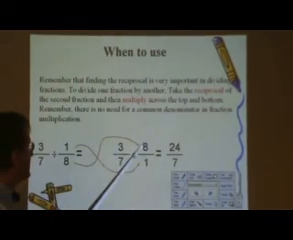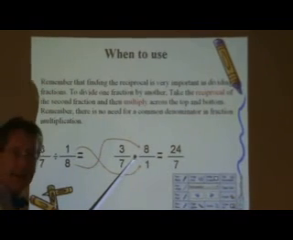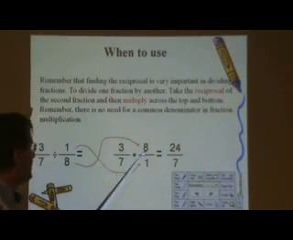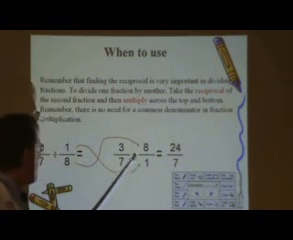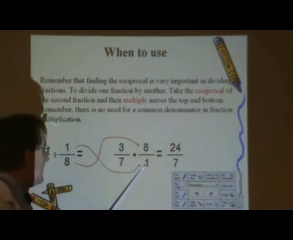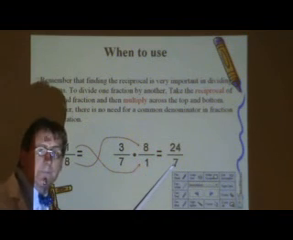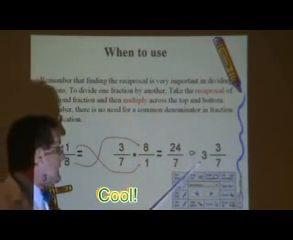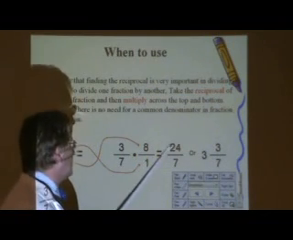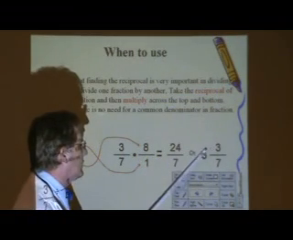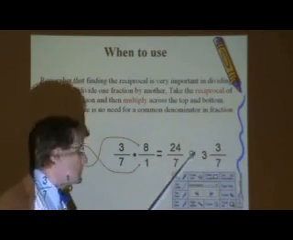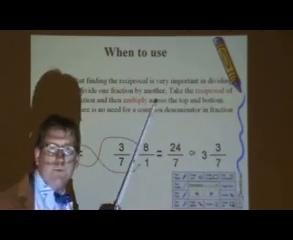So now that this has been changed over to multiplication, all I have to do is multiply across the top. 3 times 8 is 24. And I multiply across the bottom. 7 times 1 is 7. I get 24 over 7. And I can state that as a mixed number too. If I divide 7 into 24, I get it 3 times, and 3 and 3/7 will be my final answer. Some teachers will accept 24 over 7 as well.